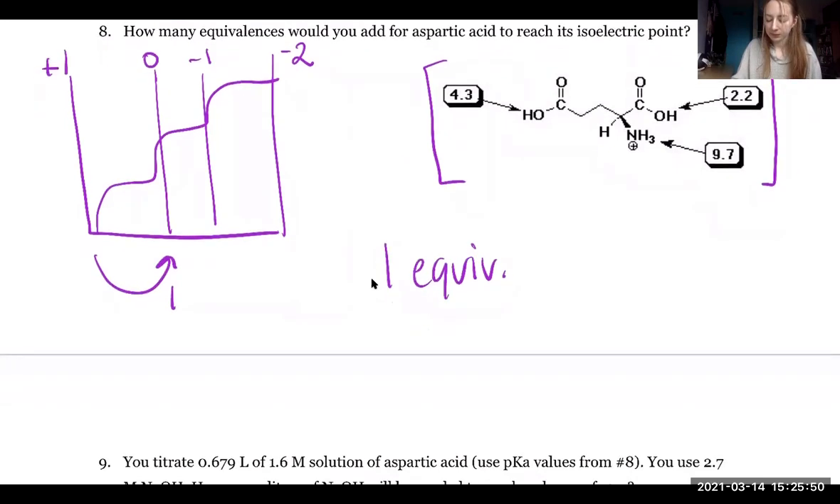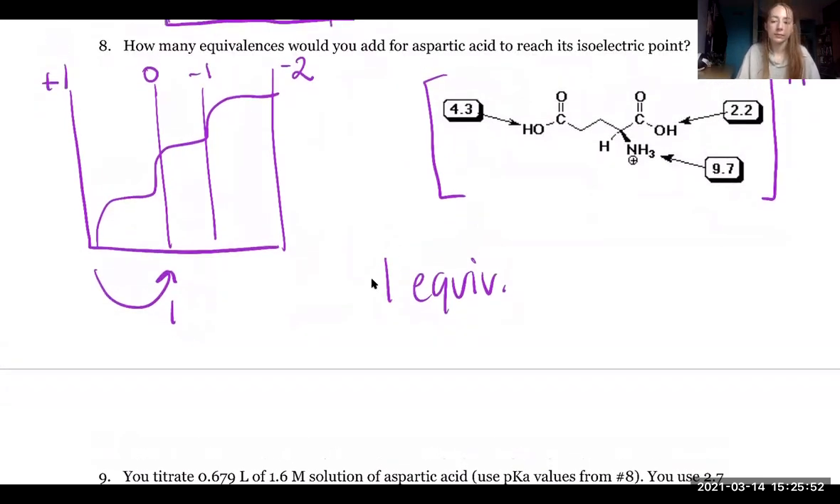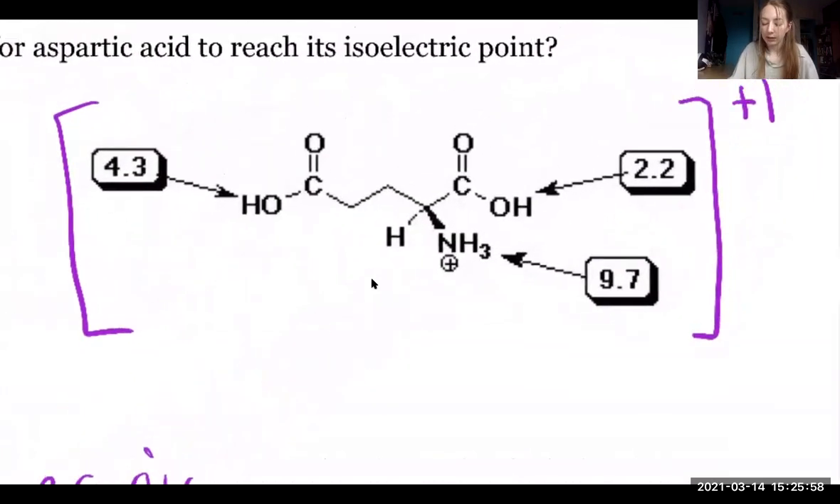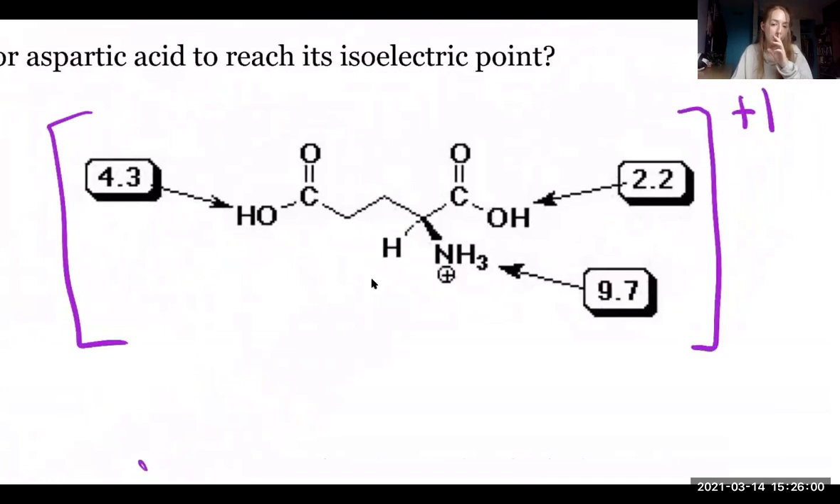Okay. Any questions on this one? How do we know it's +1? If we just take a look at the molecule, we count the charges, there's only 1 positive charge. So it's only going to be a +1 charge. Yeah, so there's nothing else we can protonate here. We're all good.